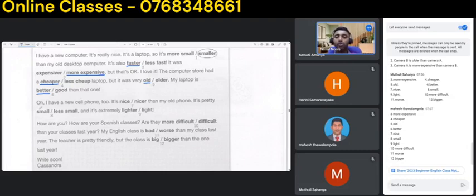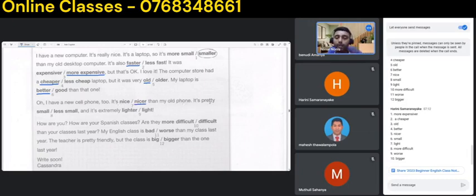Next one. I have a new cell phone too. It's nicer than my old phone. So here it's a comparative form. Since it is the comparative form, we have to use nicer. It's nicer than my old phone.